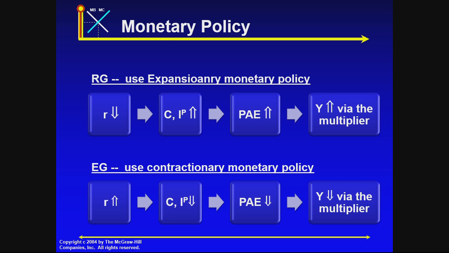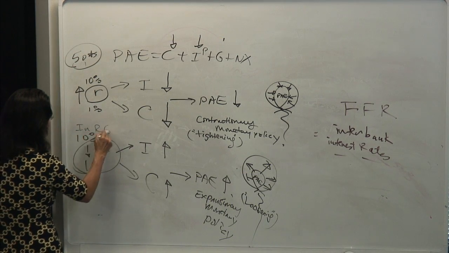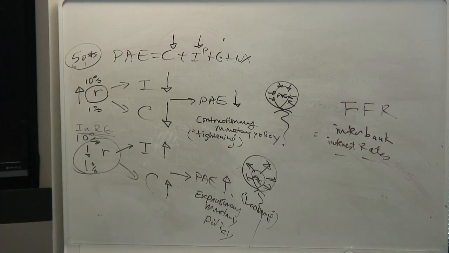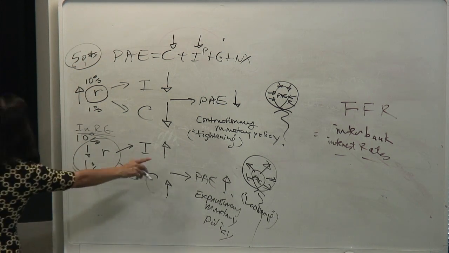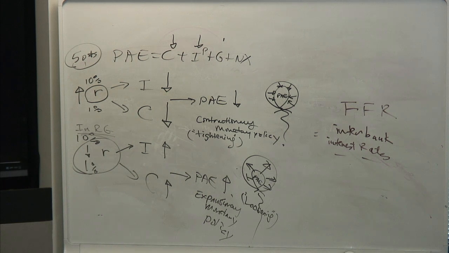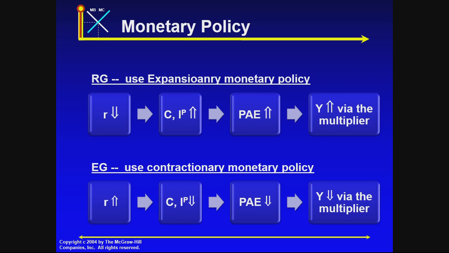If you're in a recessionary gap, you will want to expand the economy. So when in RG, you have to lower the real interest rate, and then C and I go up, PAE goes up, so Y goes up. Okay, so when you're in RG, you use expansionary monetary policy, and we already know that from fiscal policy, same thing, except you're using different instruments now.